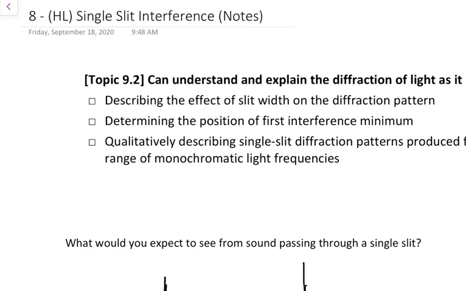All right, this lesson's on single slit interference. We've just finished double slit interference, and we've started to look at some interference patterns with how double slit fits inside of a single slit. Now we're going to focus on why there is interference within a single slit.